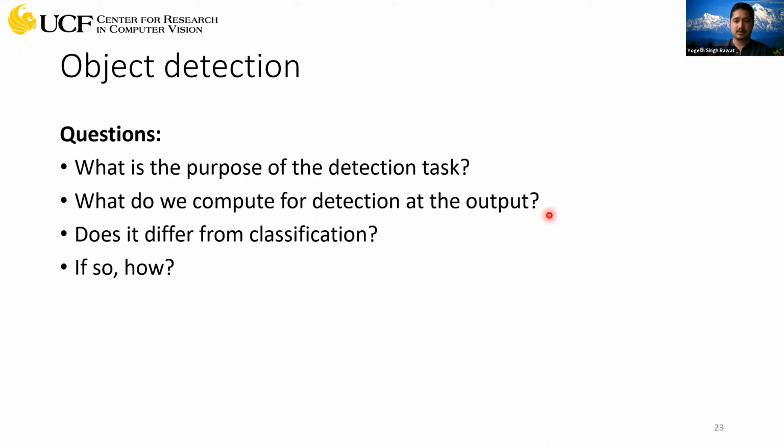The other way is you can actually predict the center of the bounding box, XY, and then you can predict the height and width of that bounding box. Okay. Then, so that's the main difference between classification and detection.